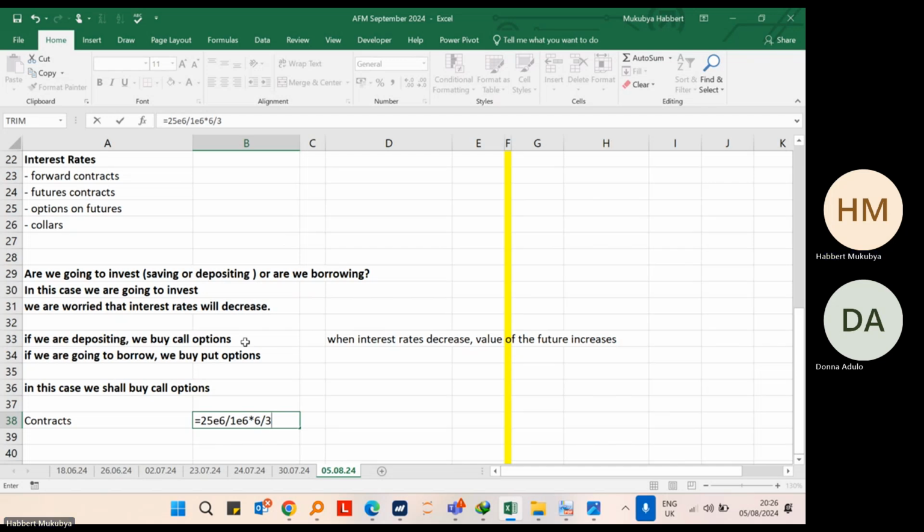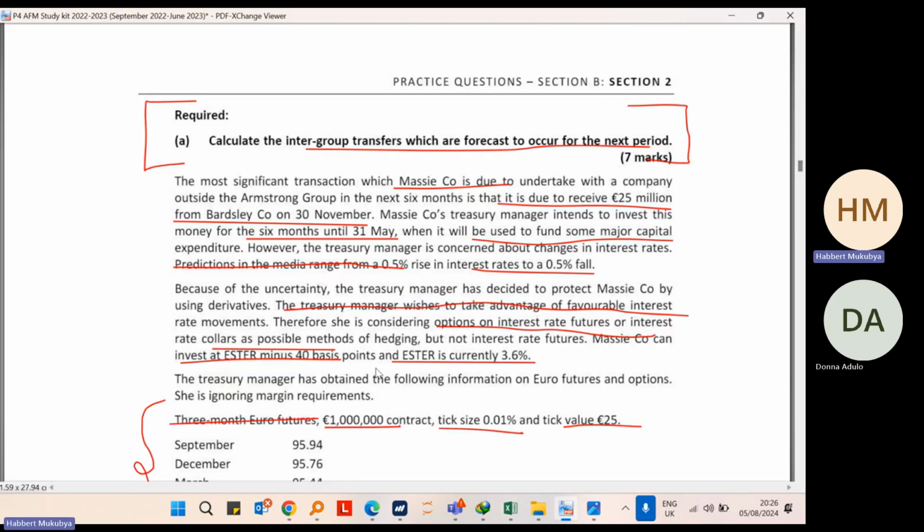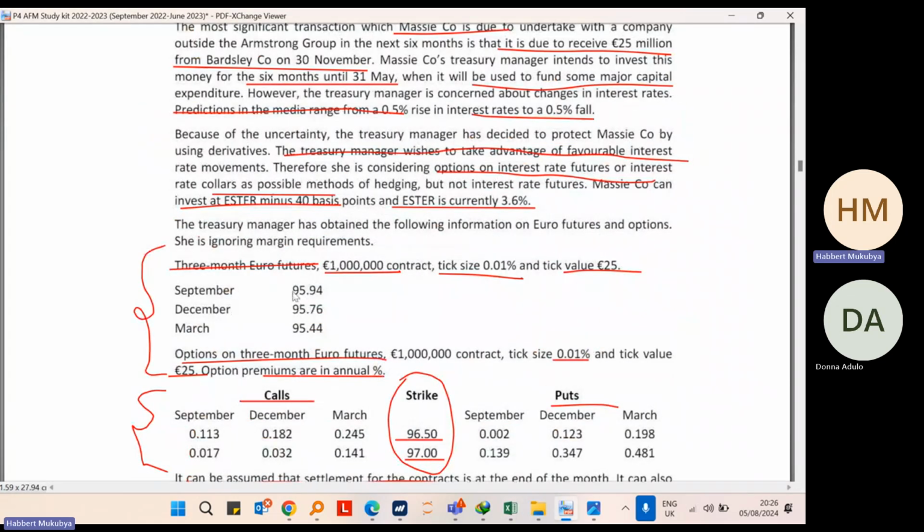Now let me explain why this formula works like this. First of all, we need to know how much money we are receiving, 25 million euros, divided by the contract size, which is 1 million euros. But we multiply by 6 out of 3, because these contracts are usually for 3 months. That's why you see September, December, March, and June. So it's usually 3 months. So September, October, November, then you get the one of December.